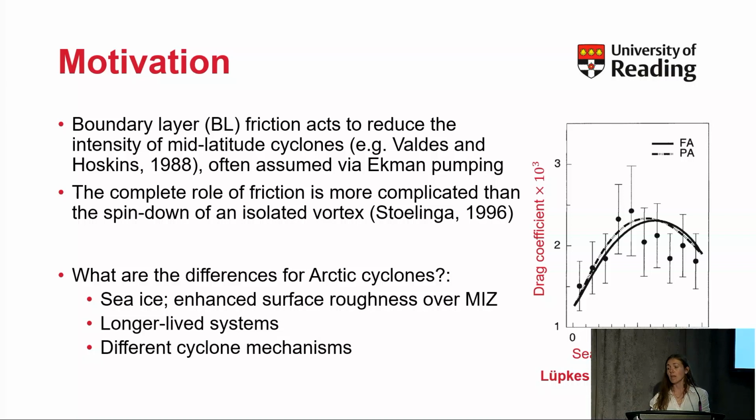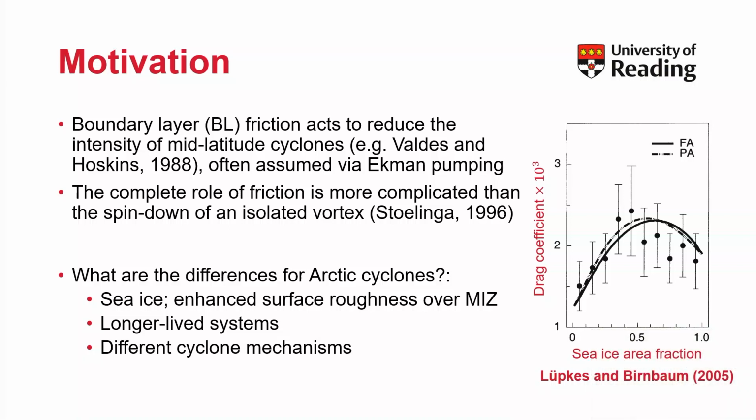So friction in the context of Arctic cyclones hasn't yet been investigated, and differences compared to mid-latitudes are expected for several reasons. Firstly, due to the sea ice, especially with enhanced surface roughness in the marginal ice zone. Also due to longer-lived systems in the Arctic, so friction has a longer time to act. And then also due to different cyclone growth mechanisms and structures. And this is mostly what I'll be talking about today.